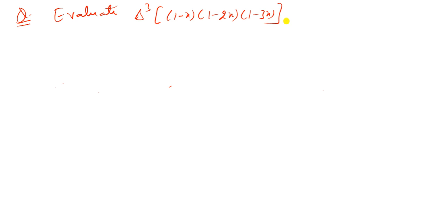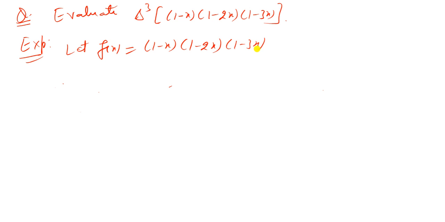Similarly, here I am taking a question related to the difference of a polynomial. Evaluate Δ^3 (1 - x)(1 - 2x)(1 - 3x), where Δ is the forward difference operator. For the explanation, let the function f(x) = (1 - x)(1 - 2x)(1 - 3x). Multiplying these three linear factors, we obtain f(x) = -6x^3 + 11x^2 - 6x + 1. So the polynomial f(x) has degree 3.